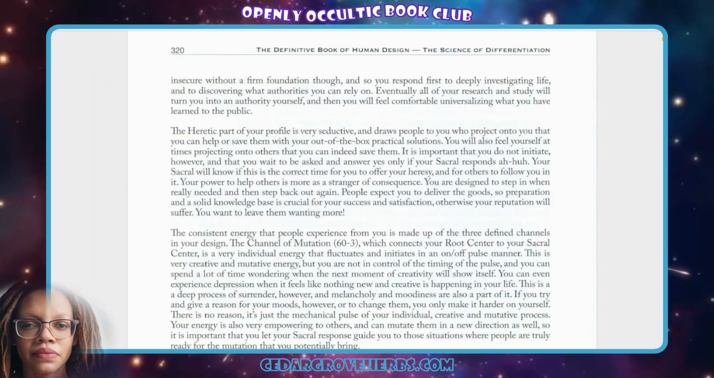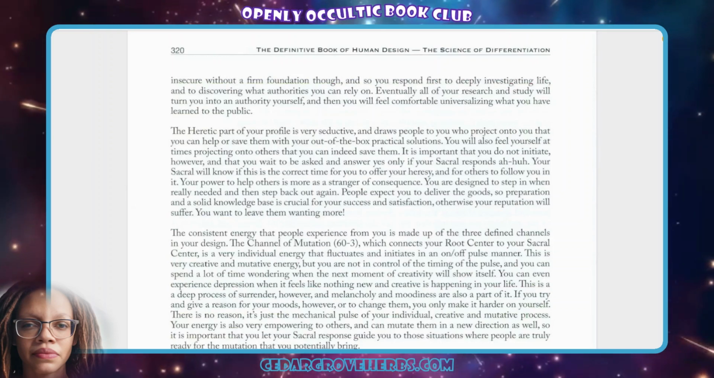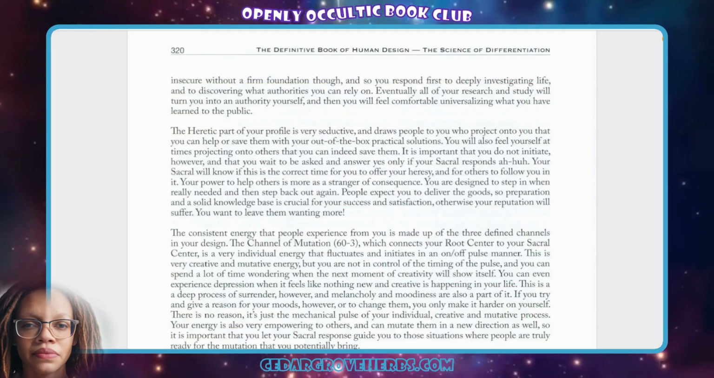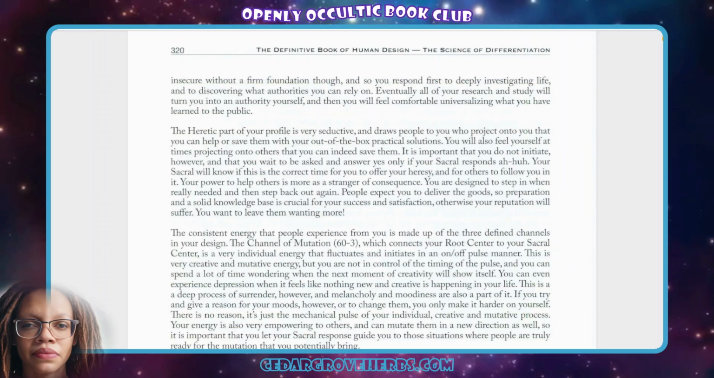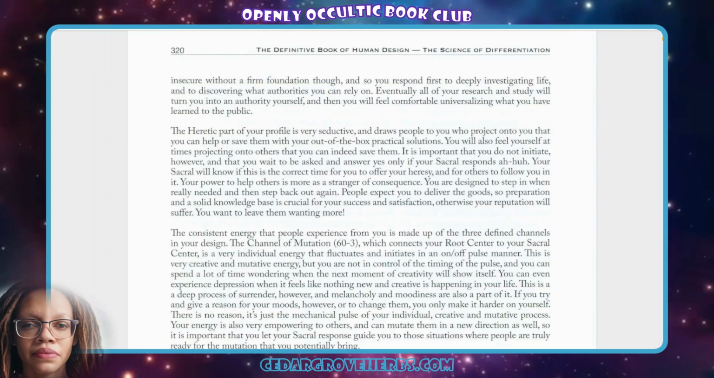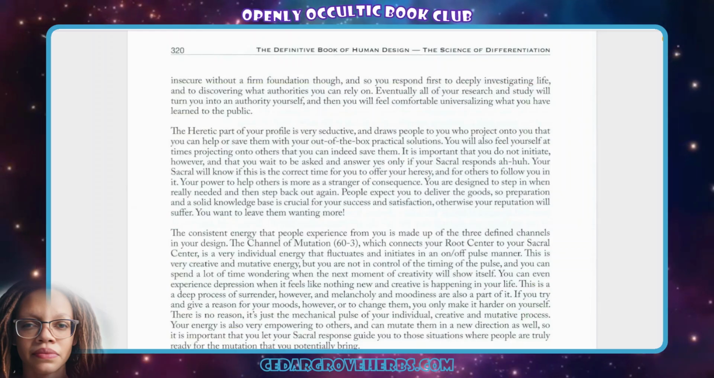Otherwise, your reputation will suffer, right? They're the heretic, that five line. People expect you to save the day. And if you say that you can and you don't, your reputation will suffer, right? That line five is a projecting energy. This is what we've learned so far reading this book.